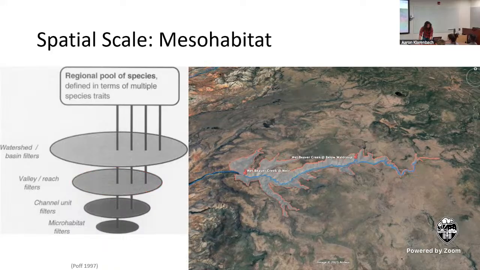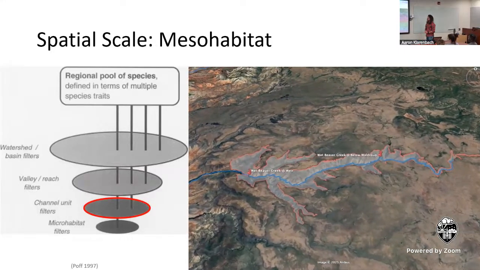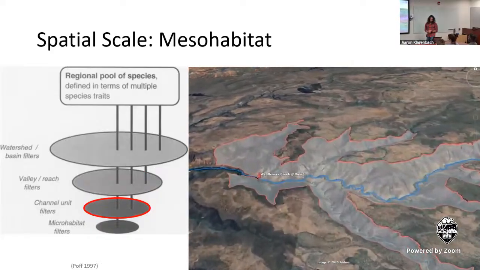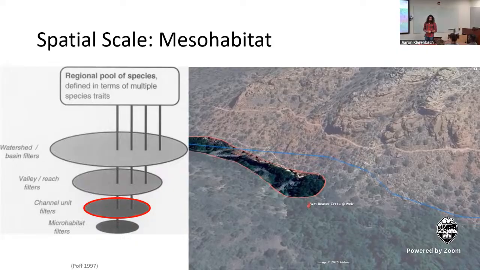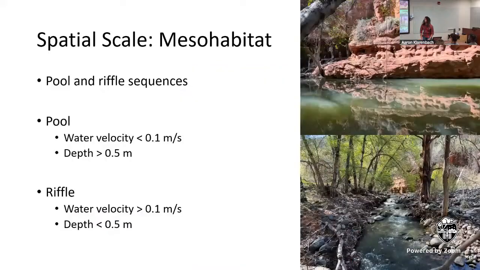And finally, the last spatial scale that we'll be looking at is the mesohabitat spatial scale. So these are riffle and pool sequences. These are two types of mesohabitats that occur in repeating sequences within stream reaches. Riffles are stream sections that are shallow and fast flowing, while pools are these deeper and very slow, almost still waters that we see in streams.